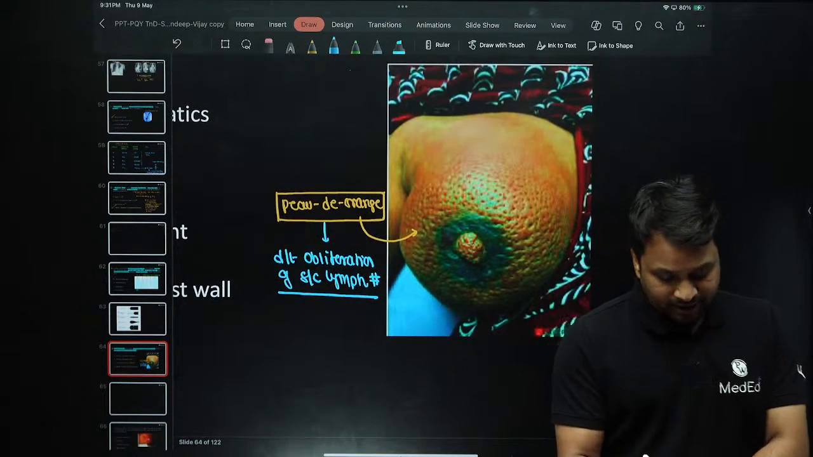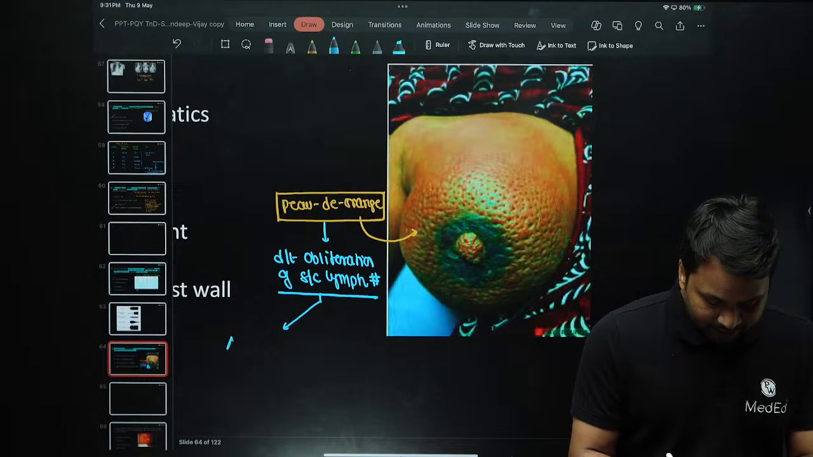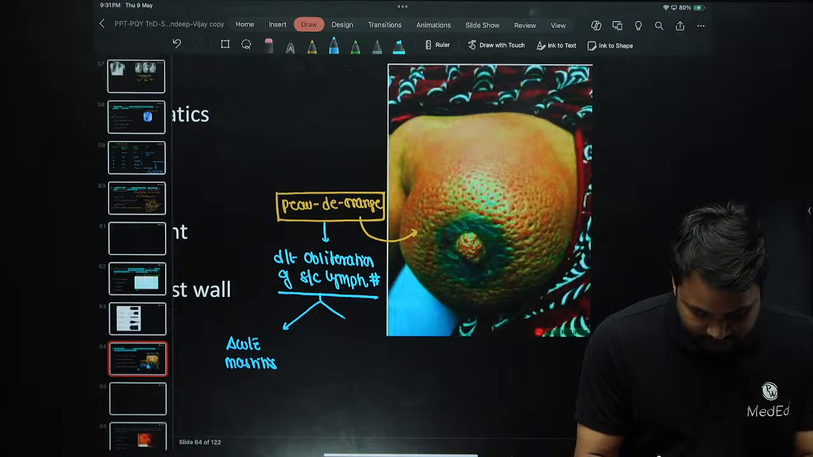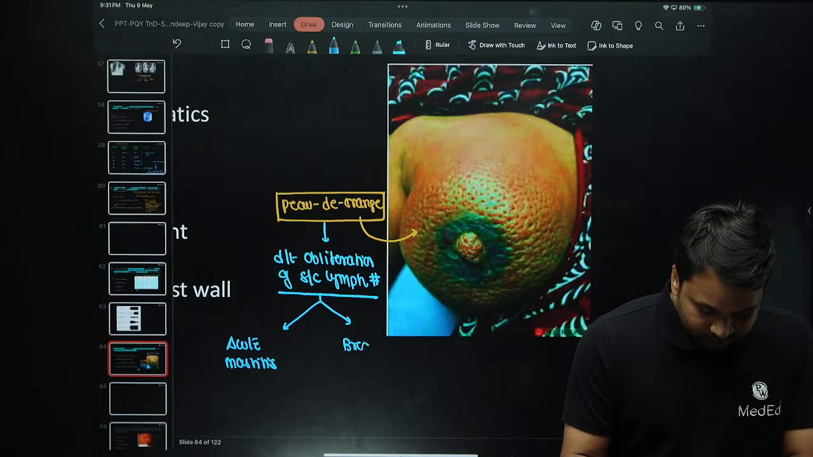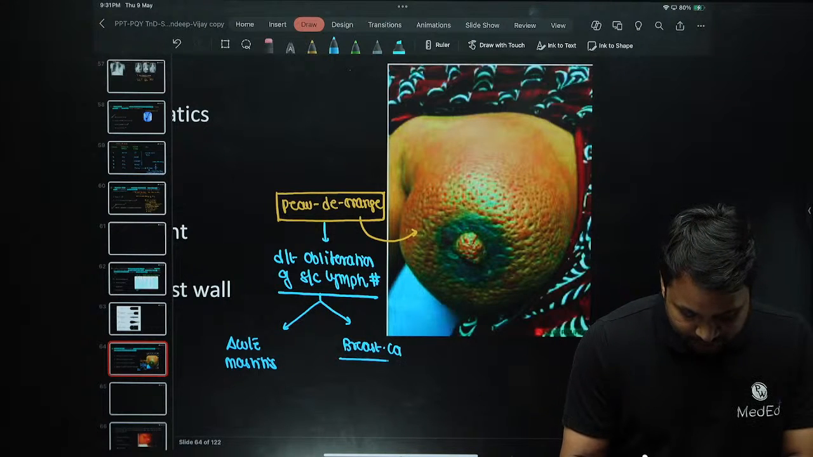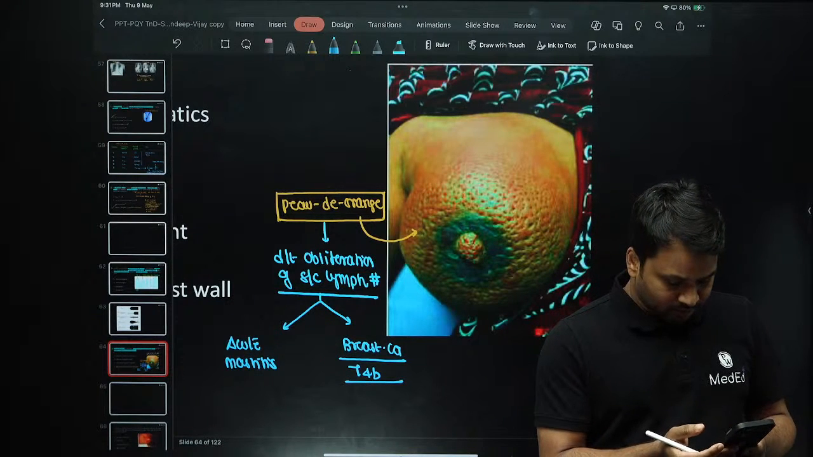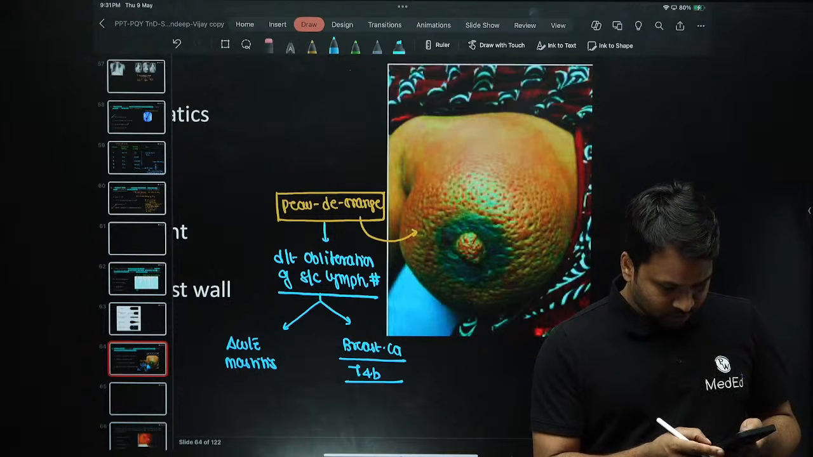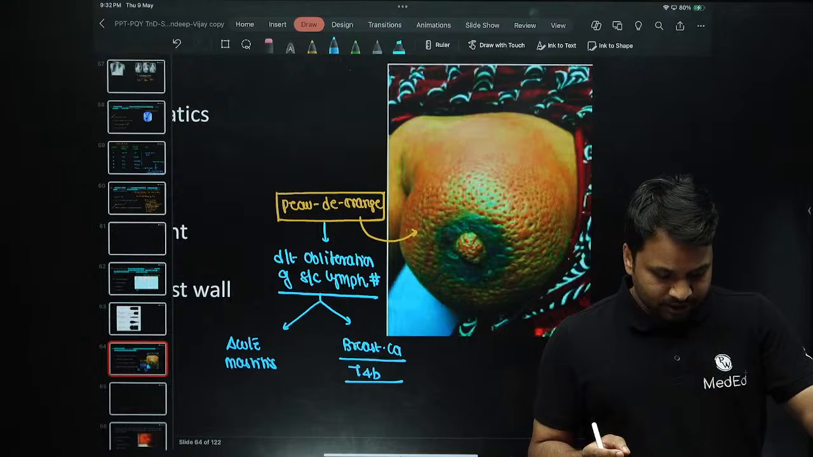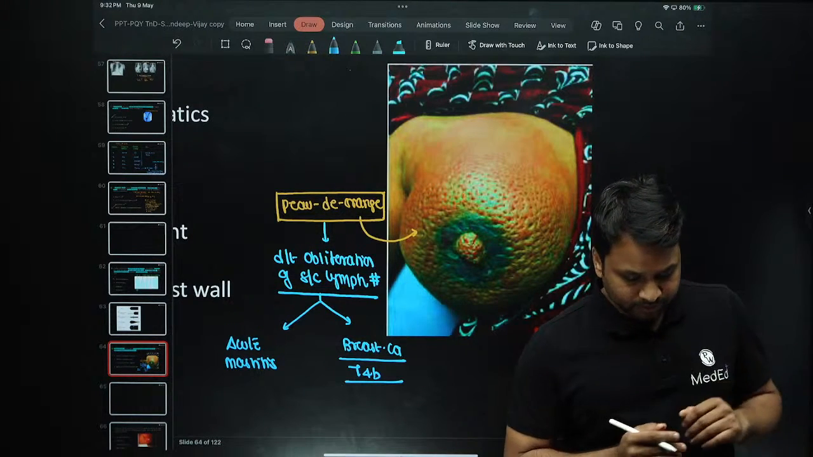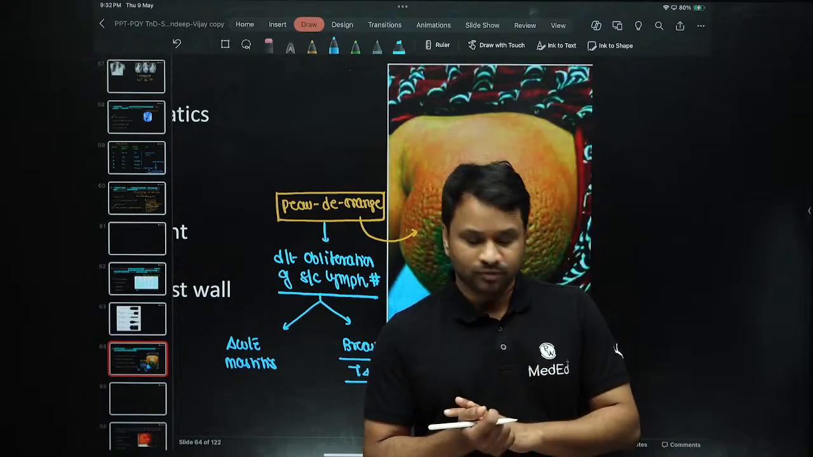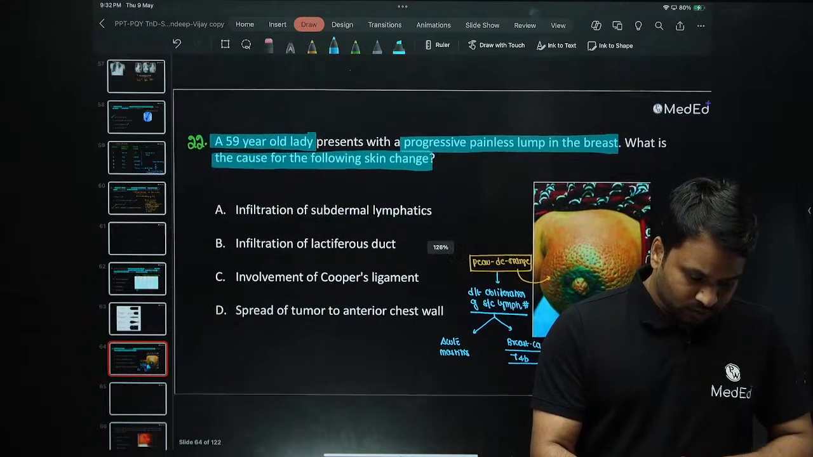Now, this can be seen in two conditions. Number one, it can be seen in acute mastitis. It is also seen in breast cancer. If it is associated with breast cancer, then the staging will become T4B. The staging is what we call T4B, right? Chalo. Clear? So, why do we have this?